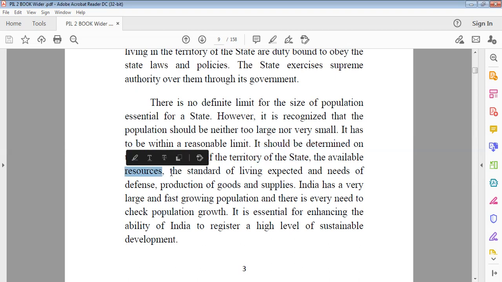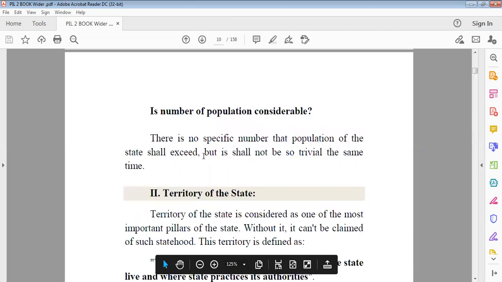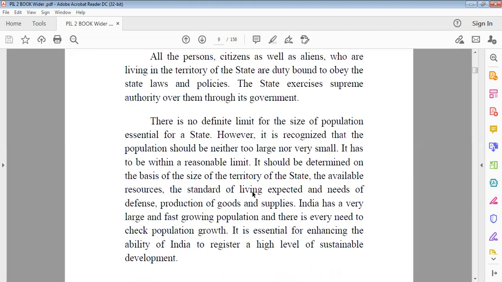Okay, the available resources of the state also, let's say, control the policy of the number of the population, the standard of living expected, and the needs of the defense, the production of goods and supplies. So India has a very large and fast growing population, and there is every need to check population growth. It is essential for enhancing the ability of India to register a high level of substantial development. The question here is this number of population considerable. This is to sum up all what has been mentioned above.